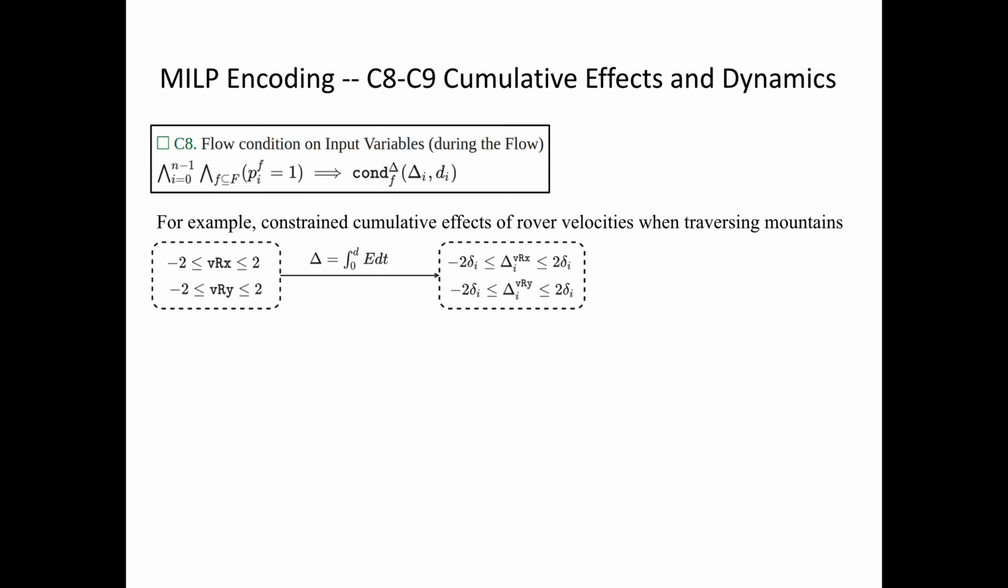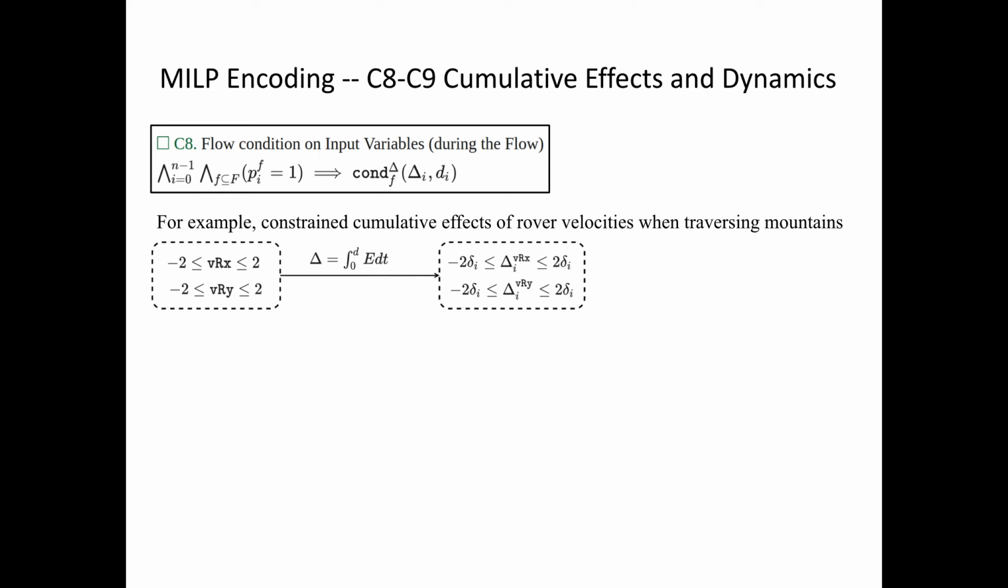As there are conditions on input variables during a flow, they should be considered when describing the possible state evolution. We encode the flow condition on input variables during a flow as constraints on cumulative effect variables, which basically integrates the linear constraint of input variables and gets a linear constraint of cumulative effects and elapsed time, which are delta, big delta and small delta. Here is an example. When the rover is traversing a mountain, its velocity limit is 2. After simply integrating, we obtain the constraint on the right. This basically says the effect of the rover velocity should not be larger than 2 times the elapsed duration.